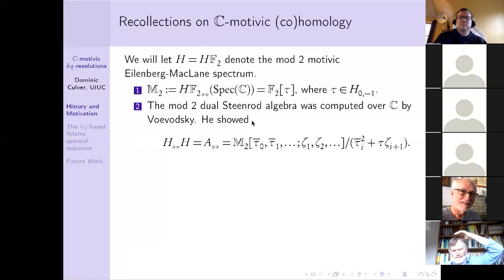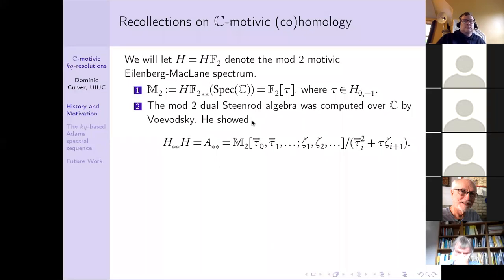And in this case, you get a very nice algebra. So you get this polynomial algebra over the field with two elements on this generator called tau. And this tau is in degree (0, -1). The other thing I should have mentioned was that tau is also inside the homotopy of the sphere. But anyway, this is the motivic homology of a point. You can also think about what the motivic analog of the dual Steenrod algebra would be. And that's given by this formula. And this was first proven by Voevodsky.